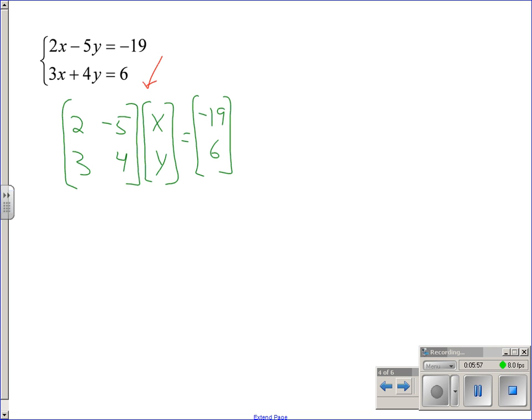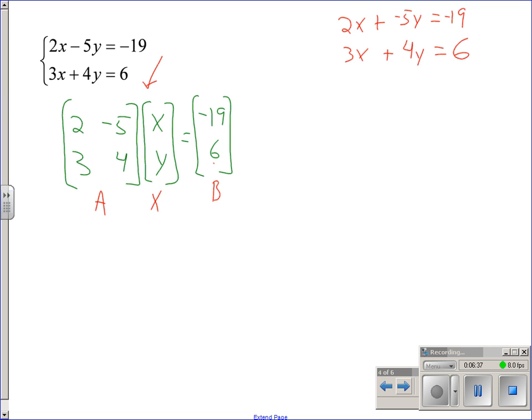If I were to multiply by hand matrix A and matrix X, you do row by column. So we would have 2 times X plus the negative 5 times Y. Do the second row times the first column, the XY column. So we'd have 3 times X plus 4 times Y. Okay? This 2X plus the negative 5Y, that was the first row, first column. That equals first row, first column of matrix B. 3X plus 4Y, that was the second row times the first column. So that's the second row, first column, which is 6.